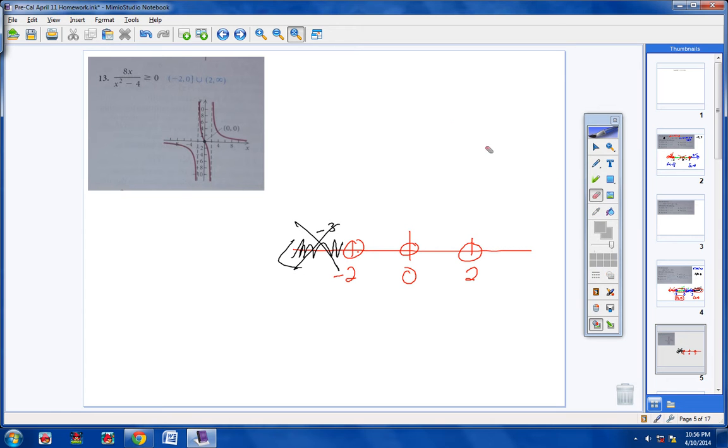It did not work. All right, let's go ahead and try the next region, and we're going to test 1, okay? We're going to test 1 right here. Well, 8 times 1 is 8.